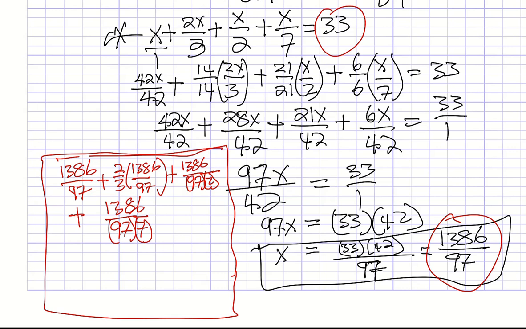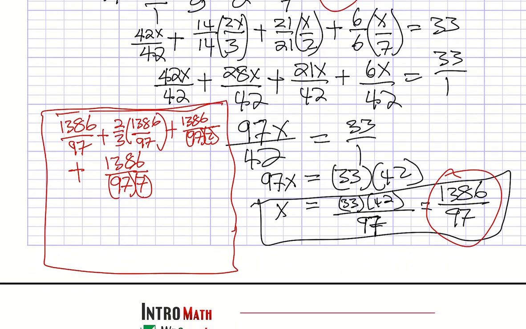So anyway, 1386 over 97, 3 will go through that again. Multiply that by 2. So this one is actually 924 over 97, okay? Keep going. 2 divides that. 1386 divided by 2 is that. So that one is 693 over 97, okay?